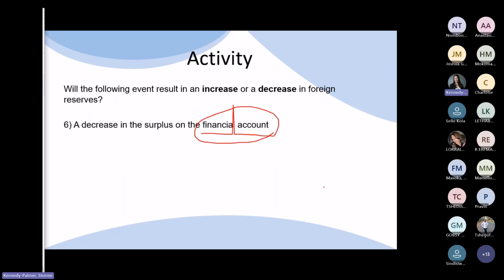Yes, so the financial account is where we record the flows of financial investment to and from the country. And if there's a surplus, that means that there's more investment being received into the country than is going out. But if that's decreasing, then it means that our foreign reserves are decreasing.